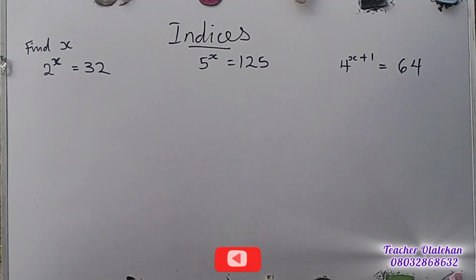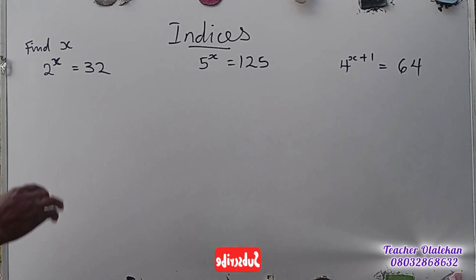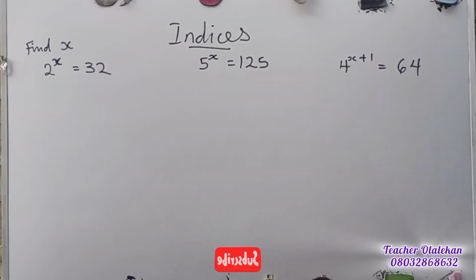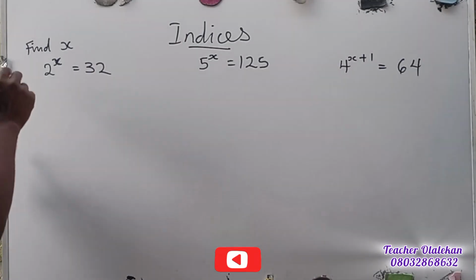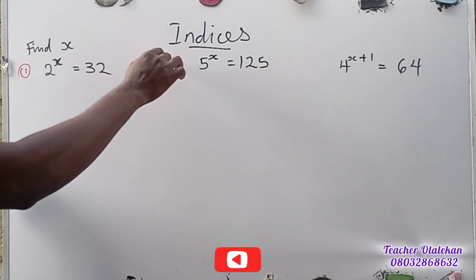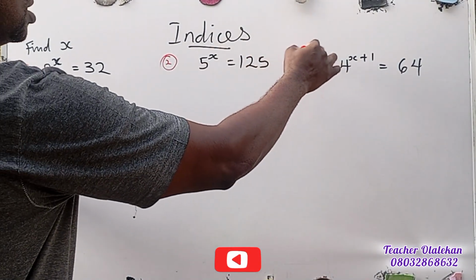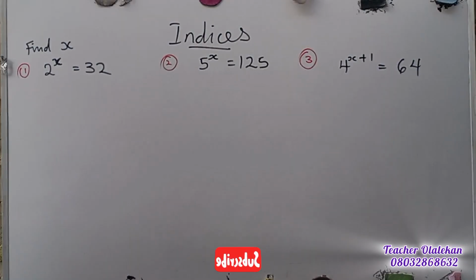So now let's continue with this. So in this case, we are looking for the x. We are finding the x in all of them. So the x is unknown. So this is number 1, 2, and 3. So the x is unknown. So to find the unknown, we have to give them the same power.